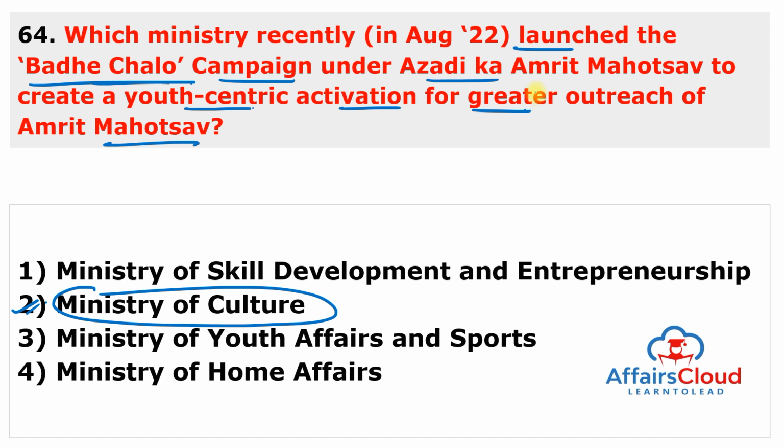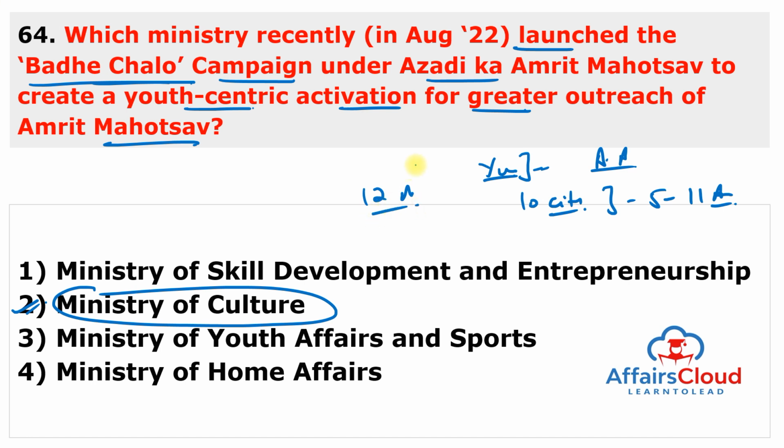campaign, or Let's Move campaign, under the Azadi Ka Amrit Mahotsav to create a youth-centric activation for the greater outreach of the Amrit Mahotsav. And the campaign was held across 10 cities every day from 5th of August to 11th of August, and the grand finale of this event culminated on 12th of August. And the movement witnessed 7 days of power-packed performances across 70 cities, and Bade Chalo featured flash dances across 75 cities at prime locations all over India.